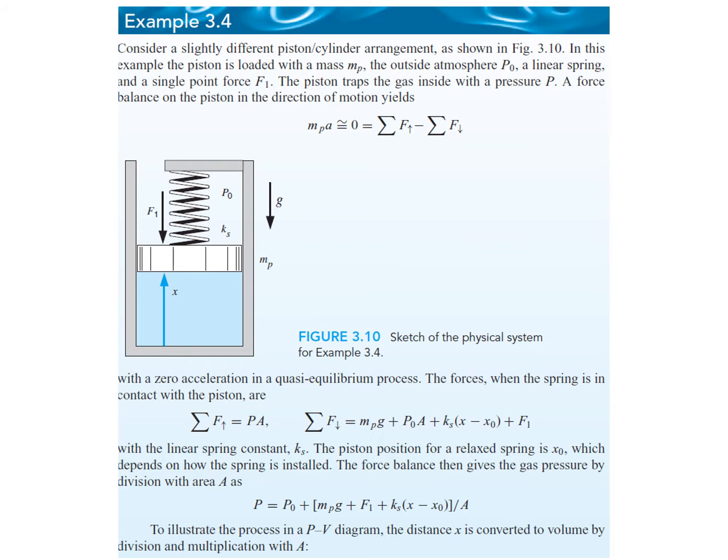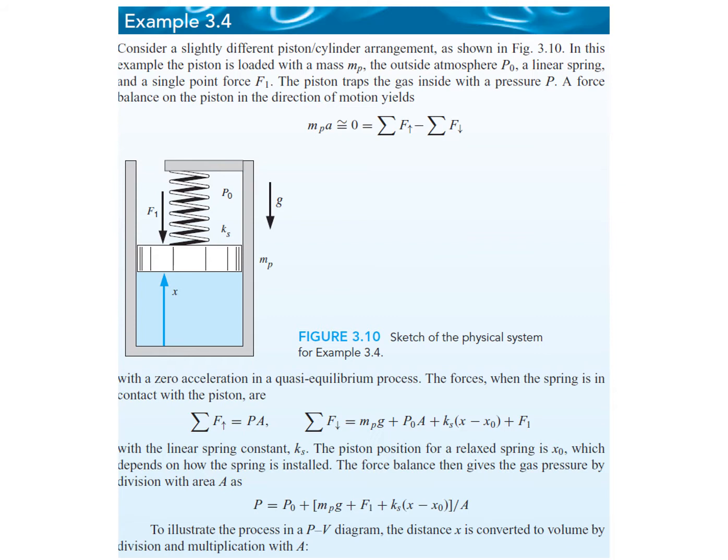In this example, the piston is loaded with mass m. Mp is the mass of the piston, and P naught is the external pressure. The spring is linear. The force it generates depends upon the linear compressed length, and it applies the force F1 on the piston. The piston traps the gas inside it, and the pressure inside is P.